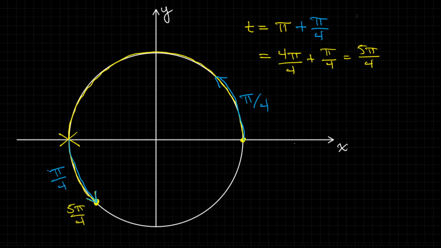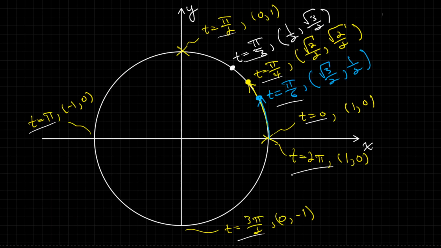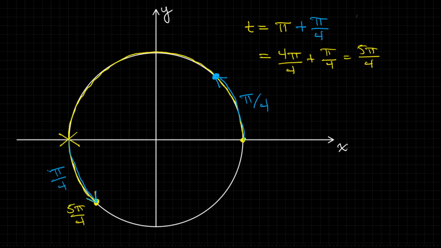And now we can ask ourselves, what is the terminal point? Well, remember, we know the terminal point for pi over 4. That's root 2 over 2 comma root 2 over 2. But take a look at this new point, 5 pi over 4.